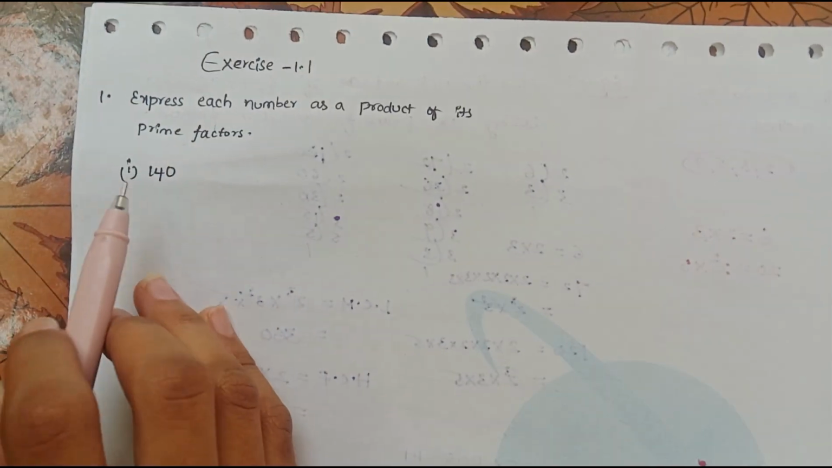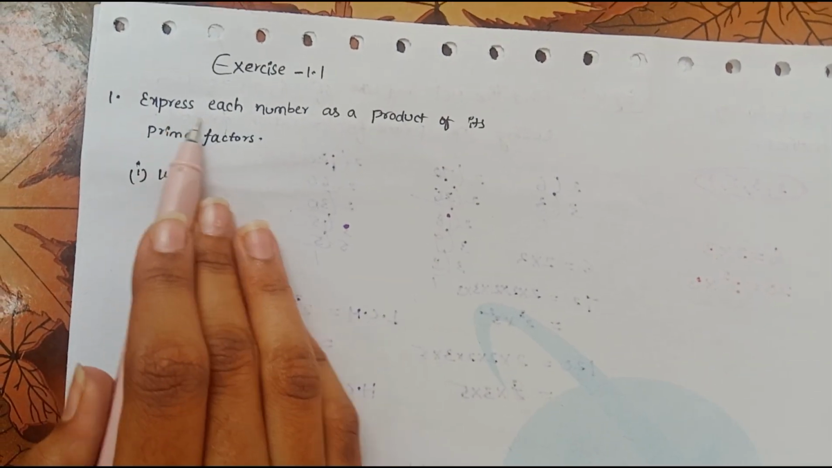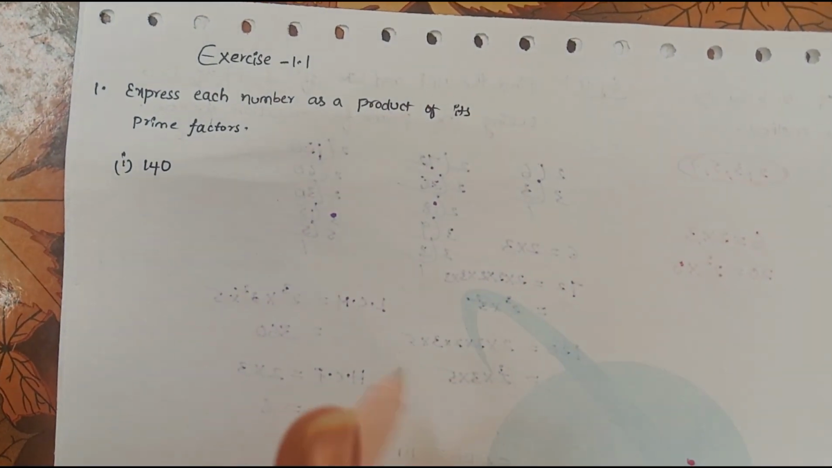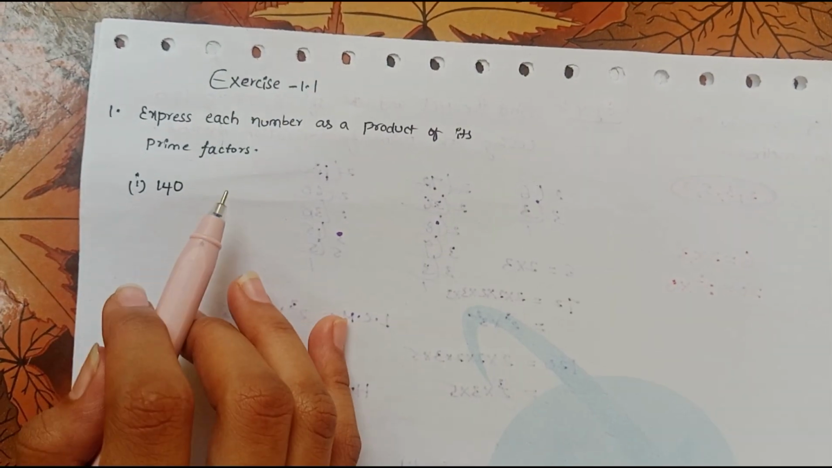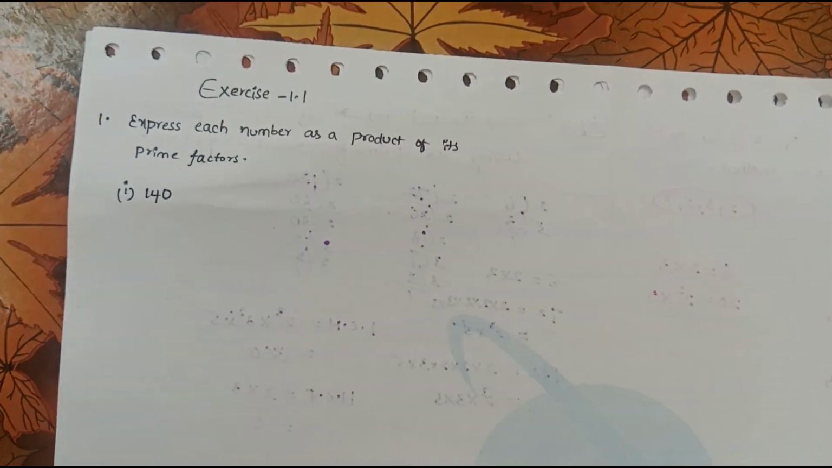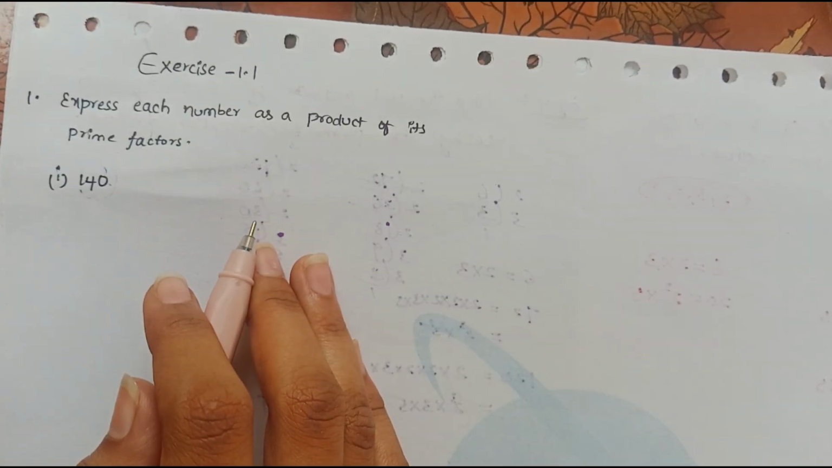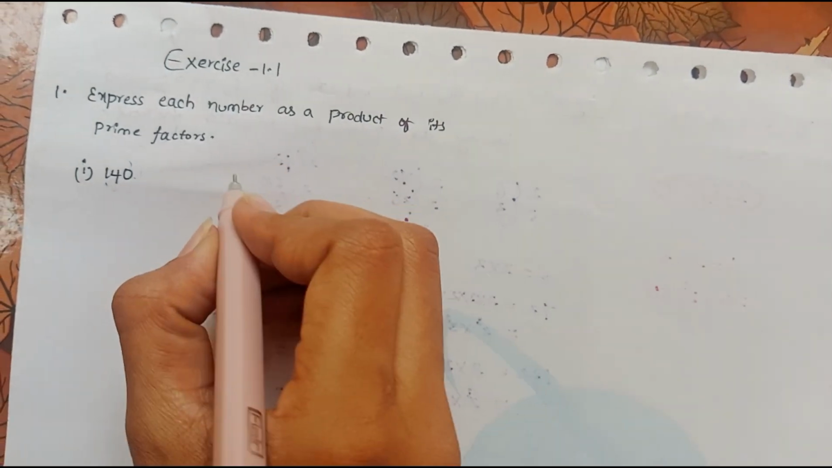To first question, read this question. Express each number as a product of its prime numbers. In this question, what they ask: find factors for 140.